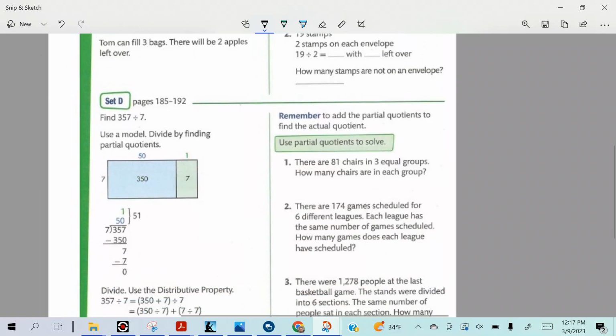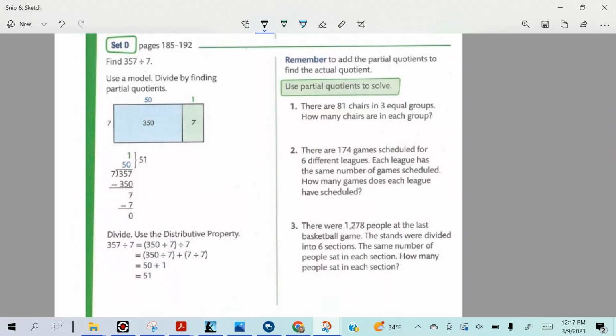Okay, if you look down at set D, you have 3 word problems that you're going to solve. On this side over here, you have some examples of how to solve that. There are 3 different examples there, and I'm going to show you the 2 other ways that we have learned to do division. You can choose any of those ways to solve these 3 problems. So we have the box method.